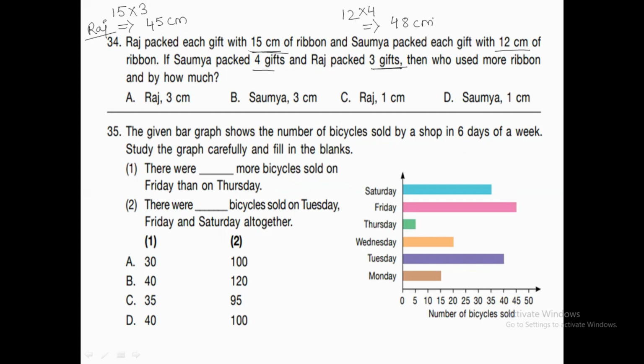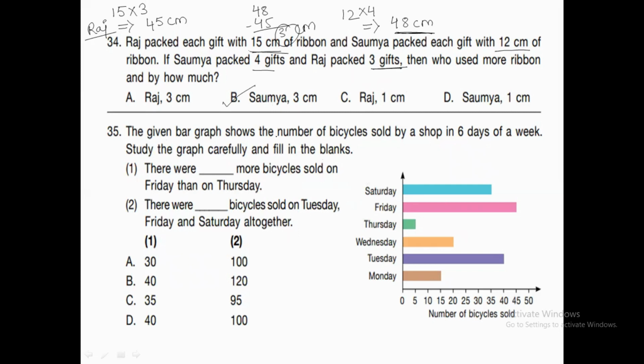Who used more ribbon? Soumya used more ribbon, and the question is asking by how much. So we need to subtract 45 from 48, and what are we getting? 3. So Soumya used more ribbon, by 3 centimeters. So which will be the correct answer? Option B, which is Soumya, 3 centimeters. Understood?